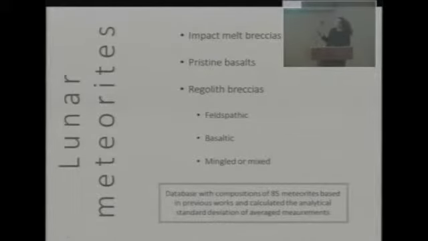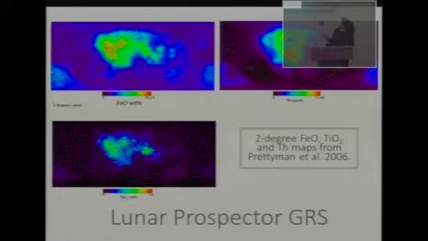The regolith breccias are the ones we are most interested in. They are the type of material that covers the surface, and they can be feldspathic, meaning from the bright areas of the moon, the highlands. They can be basaltic, from the mare areas, or they can be mixed, with different types of material. The first part of this project was to create a database with the composition of the meteorites that we have until now, based on previous work, and we calculated the analytical standard deviation of the average measurements.